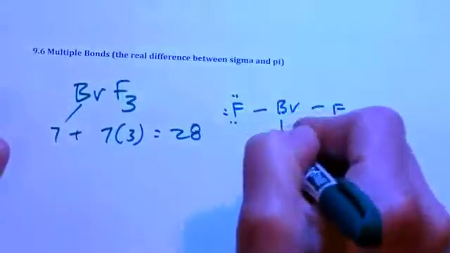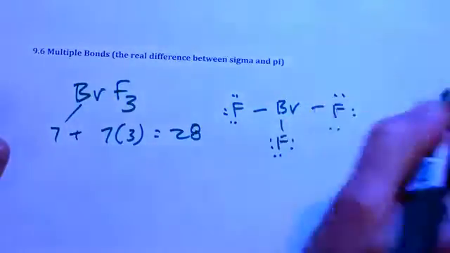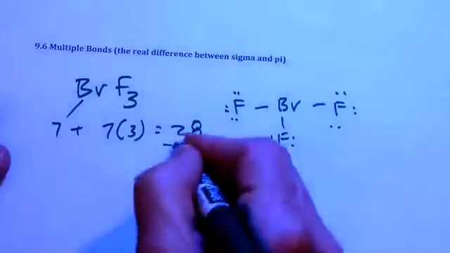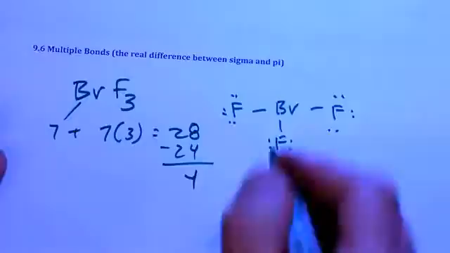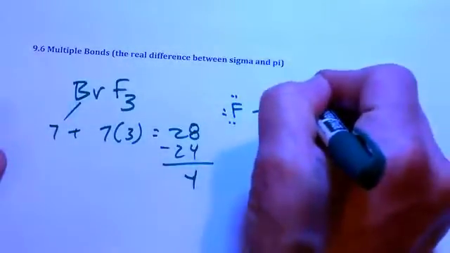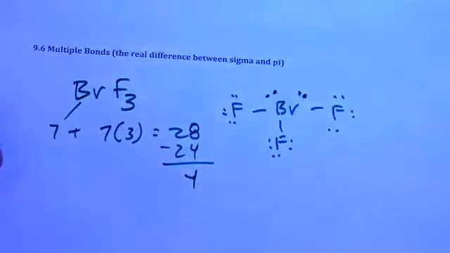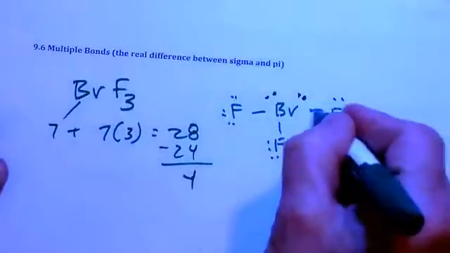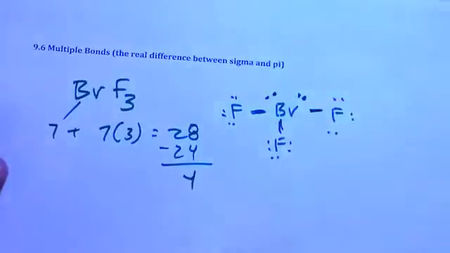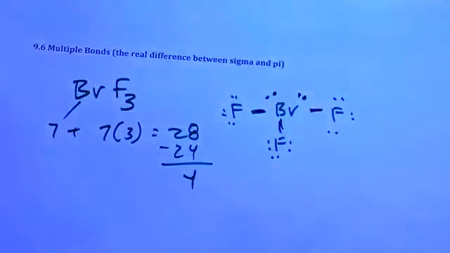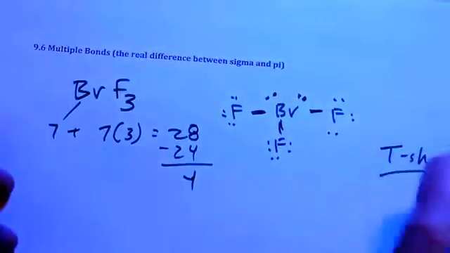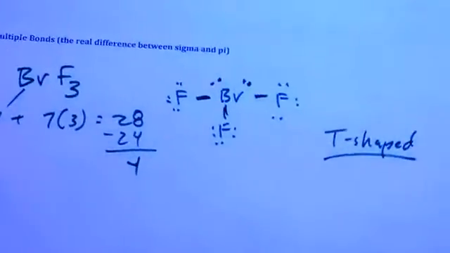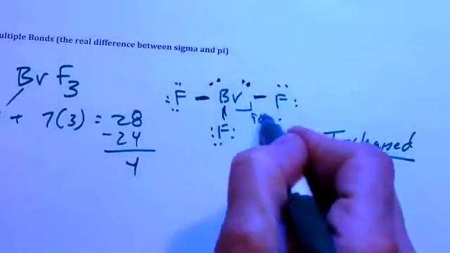2, 4, 6, 8, 10, 12, 14, 16, 18. 3 times 8 is 24. So that means we've got 4 electrons left over. Well, bromine can break the octet rule because it's in the 3rd period or below, so let's put 2 unshared pairs on that bromine, and then we for sure complete the octet. It ends up having 3 bonded domains and 2 non-bonded domains, and when you've got something like that, you have a shape called T-shaped. T-shaped because we've got 3 bonded, 2 non-bonded, 90 degree bond angle right here.